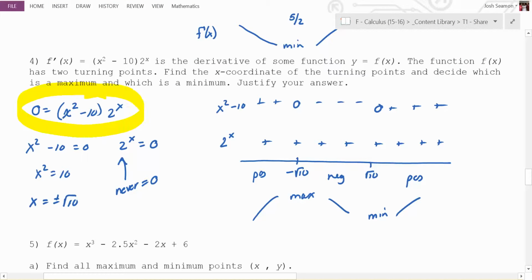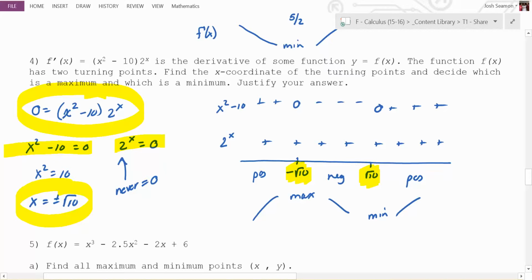So there's two things, x squared minus 10 is equal to 0, and 2 to the x equals 0. 2 to the x can never equal 0. So what do you do about that? Nothing. It just can never be 0. So the only way it can be 0 is right here, plus or minus root 10. So where do they go? Negative root 10 and positive root 10.